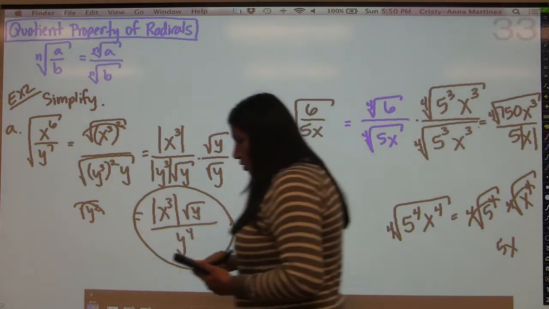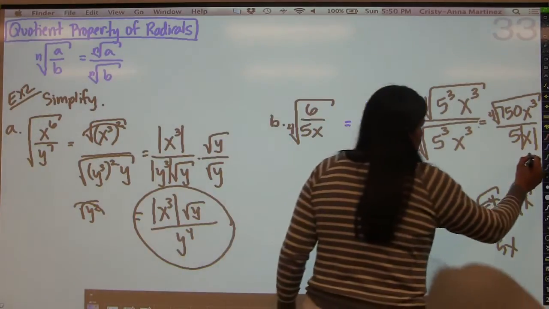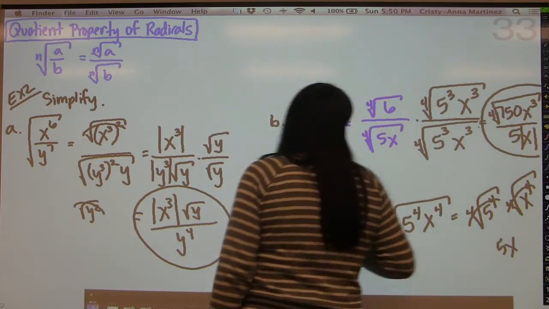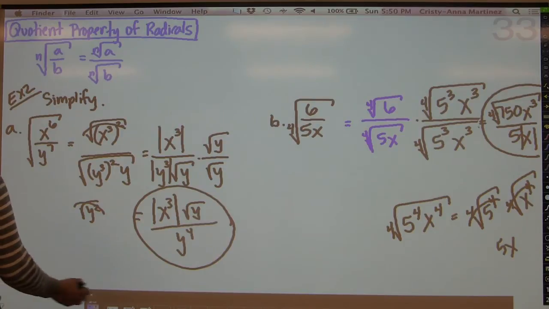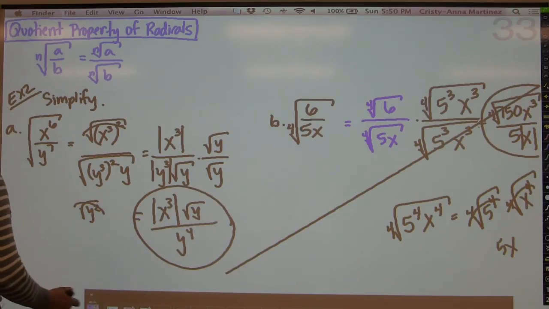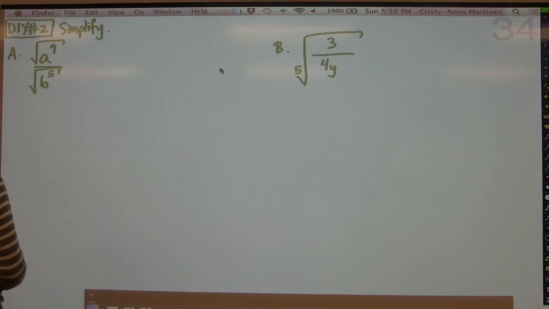Alrighty? So I don't know if they want us to simplify the 750, but I don't think so. That is the final answer. It doesn't simplify any further. Alright, so our answer is right there. Awesome. So now if you will try do-it-yourself number 2, then we will go on to multiplication of radicals.